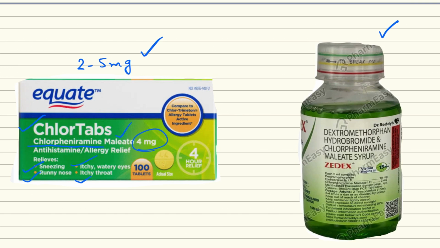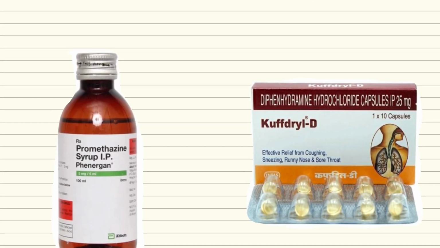It is also used in combination with dextromethorphan. Here I can see each 5 ml of the syrup contains 10 mg of dextromethorphan and 2 mg of chlorpheniramine. So the dose of chlorpheniramine is 2 to 5 mg. You have to remember it. Then one more first generation antihistamine is promethazine, also known as Phenergan. Here we can see the syrup of Phenergan, where 5 ml contains 5 mg of promethazine.